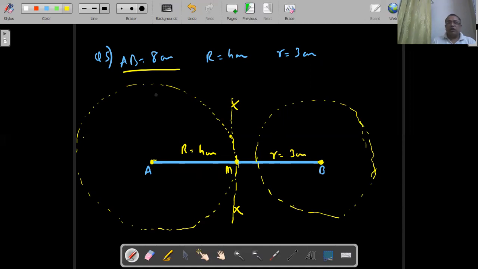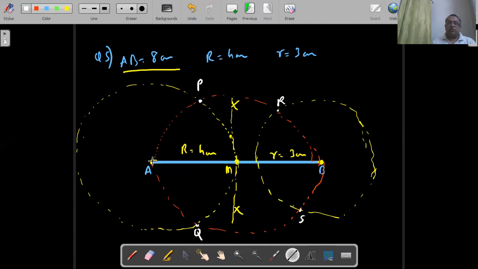Once you get the midpoint, draw a circle passing through A and B. So M is the center, and from M you draw this circle passing through A and B, taking radius MA or MB. You will get intersection points here. These intersection points you can name as P, Q, R, and S.